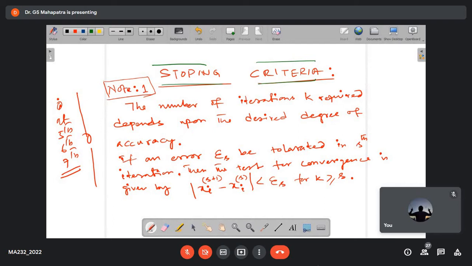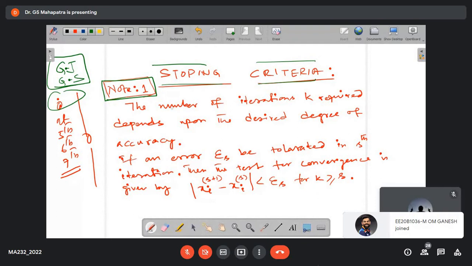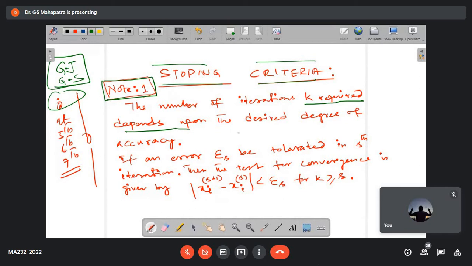I have told you that 2 notes today we will discuss. First, note 1: when you should stop this iterative process. The 2 iterative processes, that is Gauss-Seidel and Gauss-Jacobi, we have to study over here. For these 2 methods, what is the stopping criteria? The number of iterations k required depends upon the desired degree of accuracy. So if somebody asks what is the stopping criteria, you can say this one. It's more than enough.